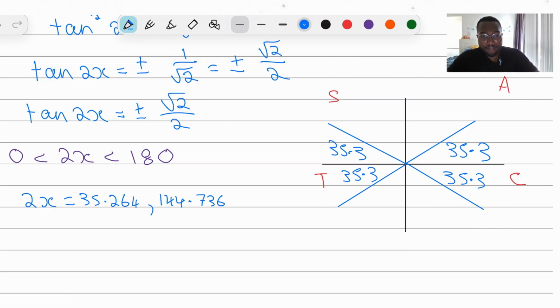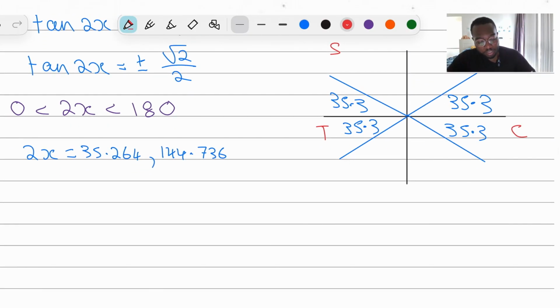Okay, and now we've done that. Those are only values between 0 and 180, and now we can just divide by 2. If we divide by 2 now, we would get x is equal to 35.264 divided by 2, which gives 17.6. And if you divide the 144.736 by 2, to one decimal place, you will get 72.4. Okay, so we've got 17.6 degrees and 72.4 degrees.